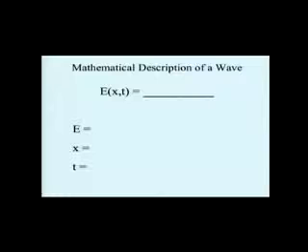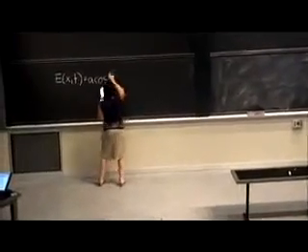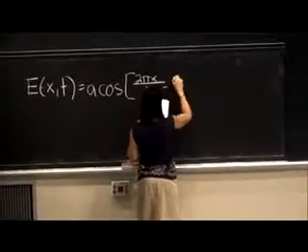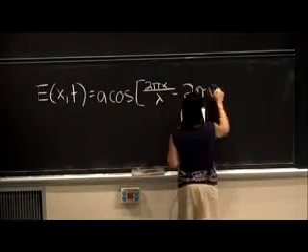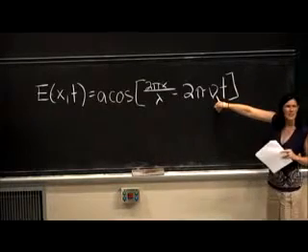We can also mathematically describe what's going on here other than just graphing it. So if we want to look at the mathematical equation of a wave, again, as I mentioned, what we're describing is the electric field. We're not worrying about the magnetic field here. As a function of x and t, that's equal to A cosine 2 pi x over wavelength minus 2 pi nu t. And note that this is the Greek letter nu. This is not a v.